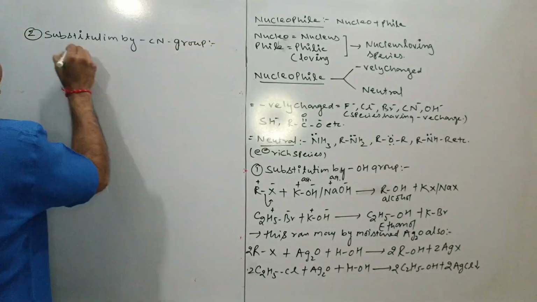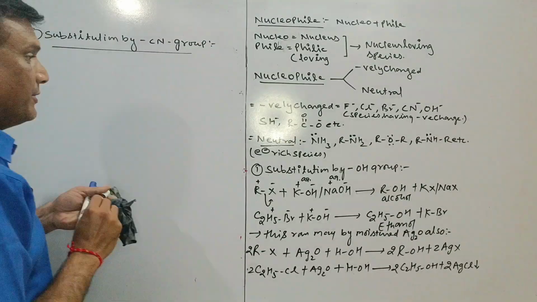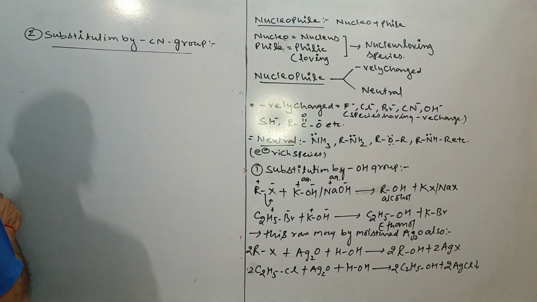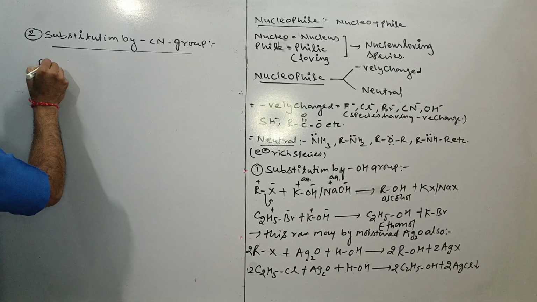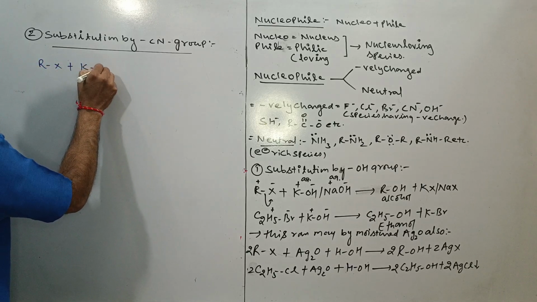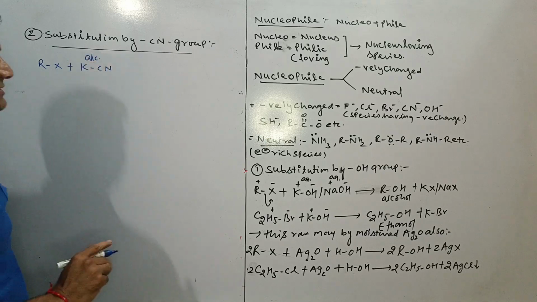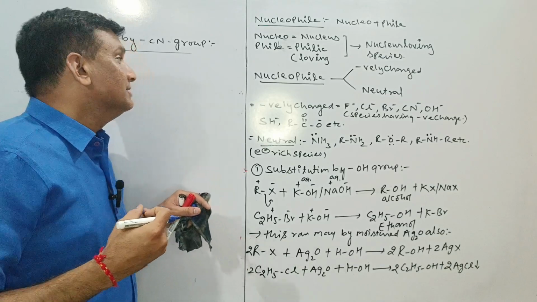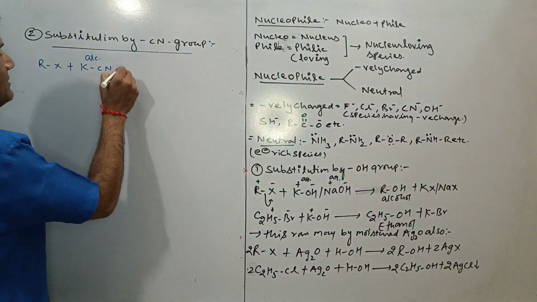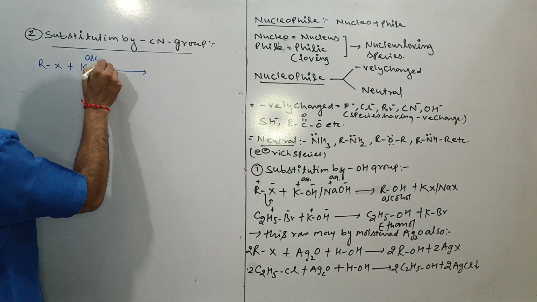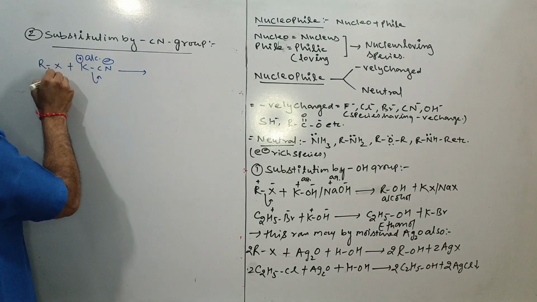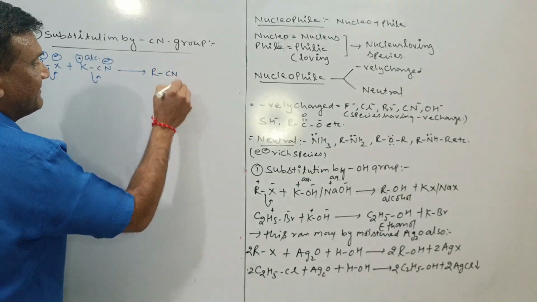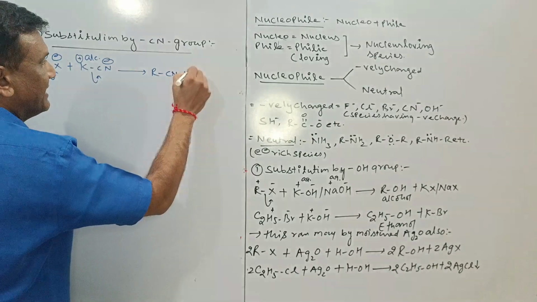If we go with this reaction, it is too important. Why? Suppose you take an alkyl halide, RX. Here you will use KCN, which should be alcoholic. What is the meaning of alcoholic? You dissolve the KCN in ethanol. It is also called ethanolic KCN. Electronegativity of CN is larger than potassium, and electronegativity of CN is larger than the alkyl group. So there will be formation of RCN and KX.